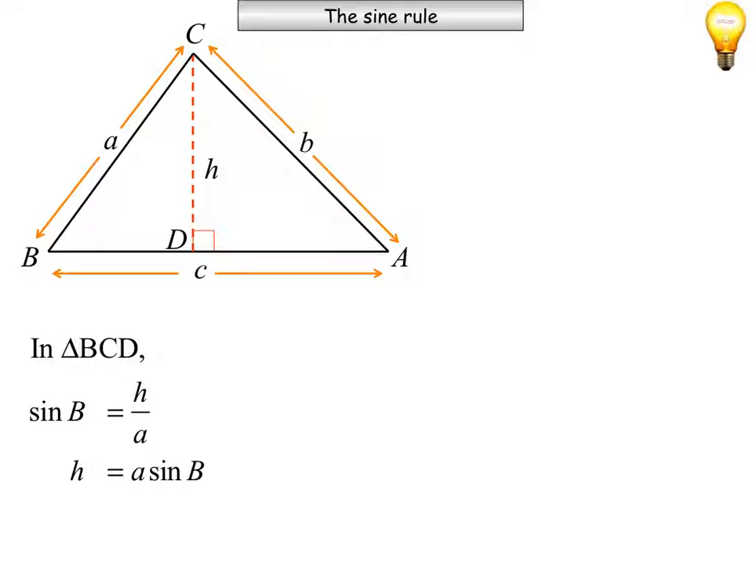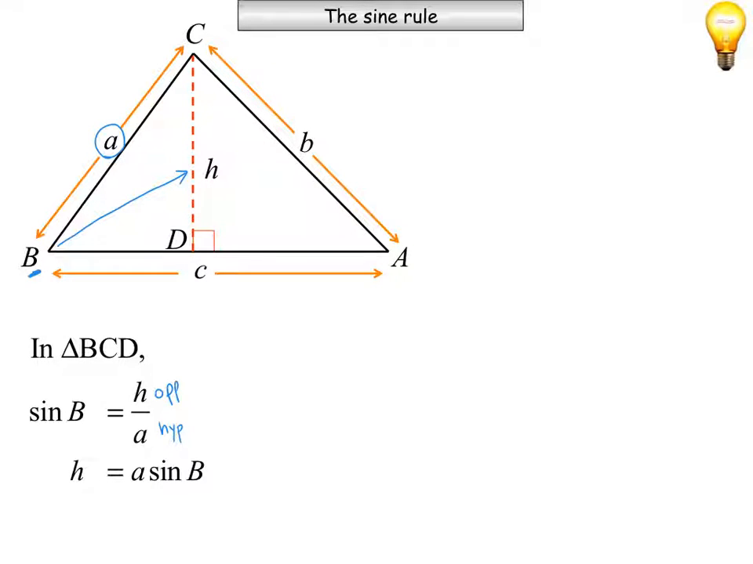Now, because we can only work with right angle triangles, we construct a right angle triangle by creating a perpendicular, creating a right angle within that triangle, and now we've kind of cut it in two parts. We've got two right angle triangles. Now in the triangle BCD, which is the triangle on the left, if we look at sine B, that is equal to opposite over hypotenuse. So looking at B, we're looking at opposite over hypotenuse, which is h over a.